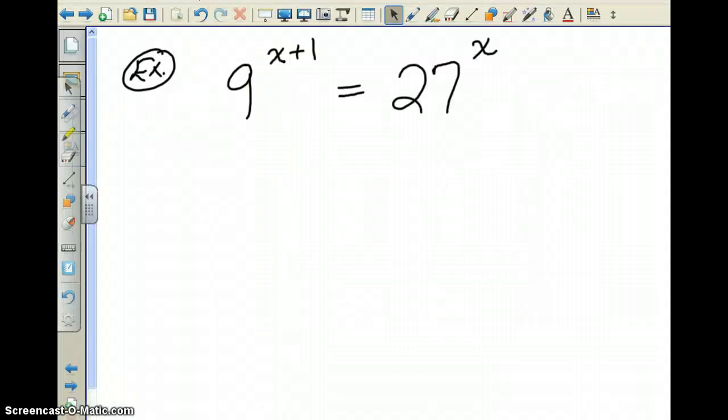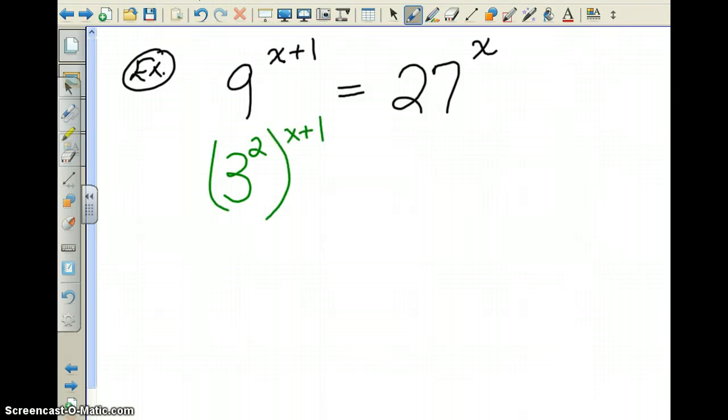Last equation to look at. Now here we've got bases of 9 and 27. Now this is a case where I'm going to have to change both bases because I don't know 9 to the something that makes 27. And there's no way I can do that in my head. But I do know that 9 is the same thing as 3 squared. So I'm going to substitute that in for the 9. And I also know that 27 is the same thing as 3 cubed. So I'm going to substitute that in for 27.